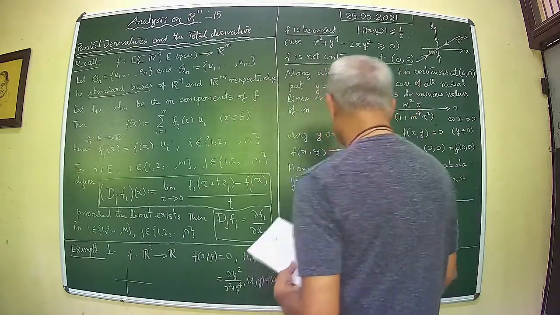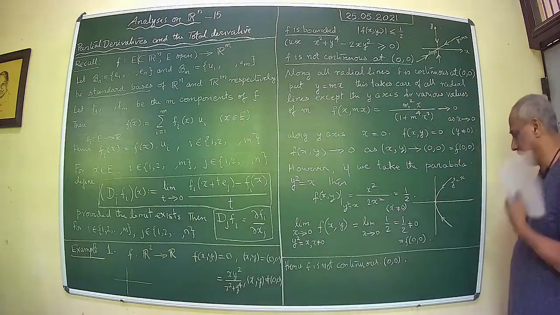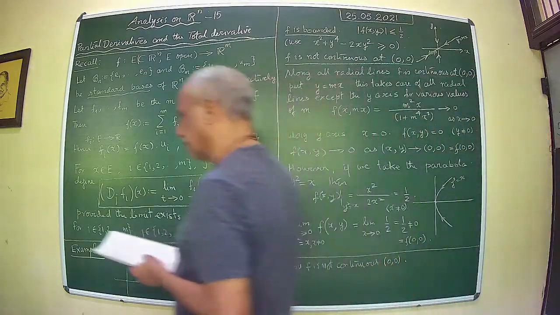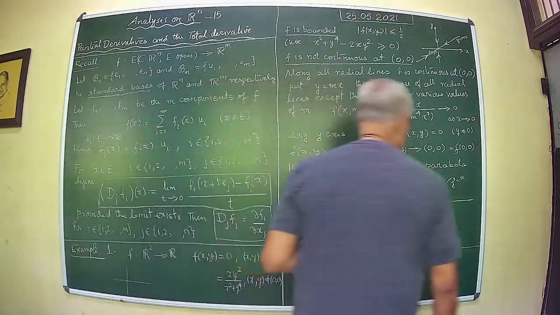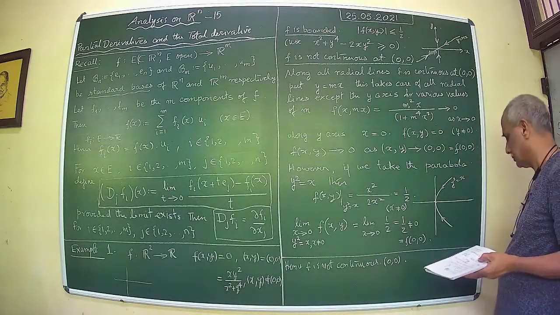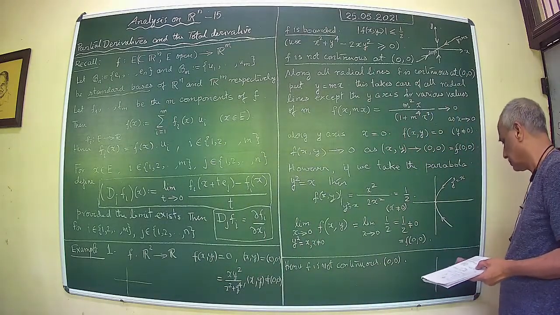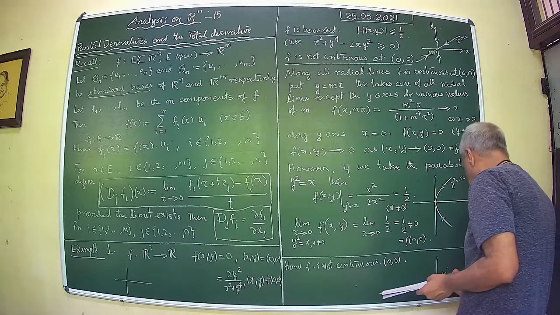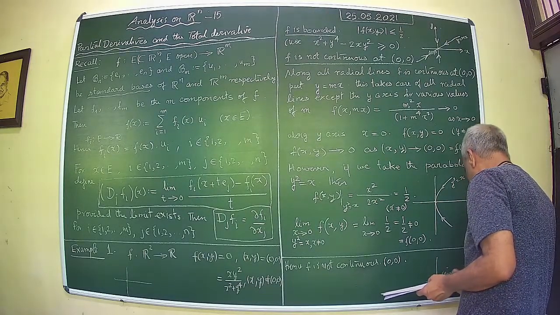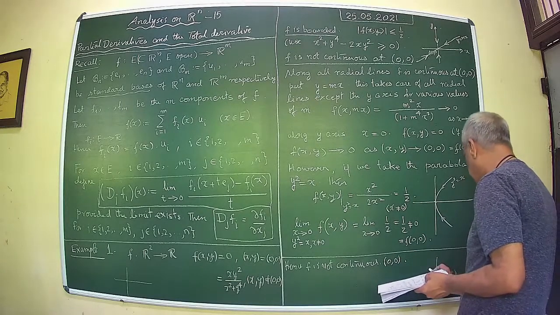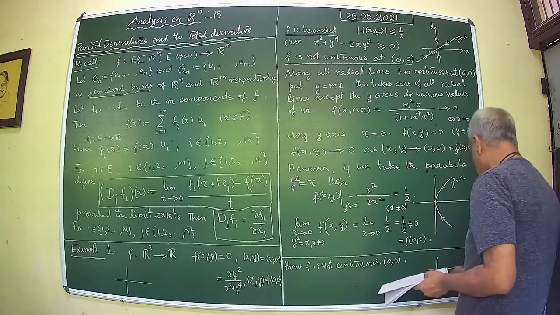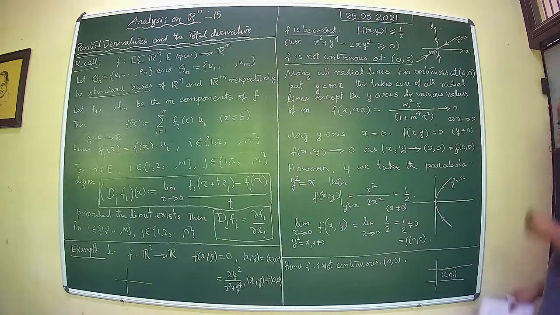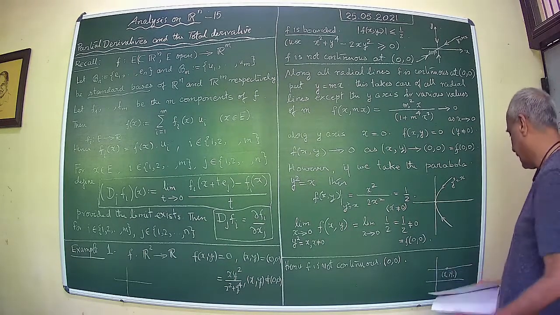Now one can see, okay, what is the partial derivative of f? The partial derivative of f is this: you take a point x0, y0. Suppose this is x0, y0. Then the partial derivative with respect to x is you allow the function to vary along the line y equal to y0. This is the line y equal to y0.